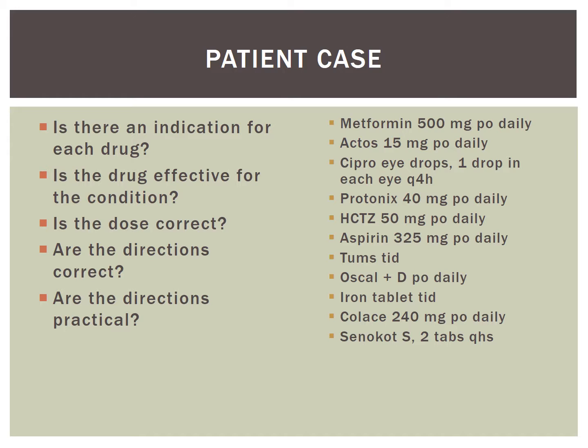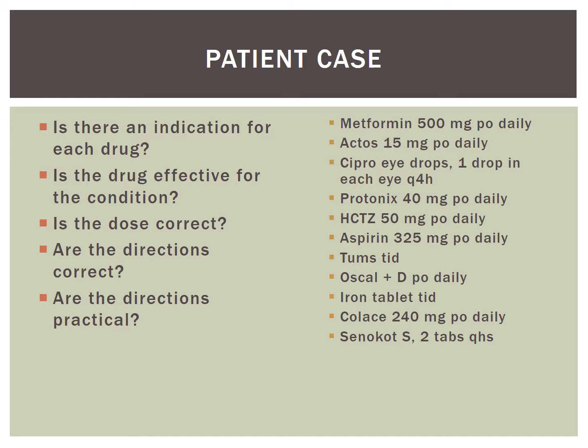So remember, she has diabetes, GERD, and hypertension. So is there an indication for each medication? Why is she taking the Cipro? Why is she taking iron, calcium, Colace, and Senokot S? Is the drug effective? Everything that's indicated based on her past medical history is effective.